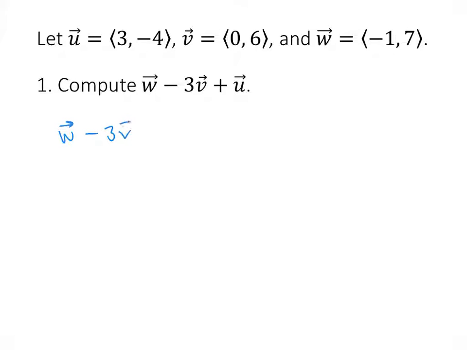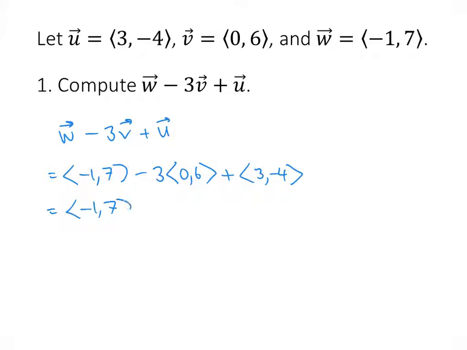So if we want to know what w minus 3v plus u is, well, w is -1, 7, v is 0, 6, and then u is 3, -4. And we use the normal order of operations we would do if these were numbers. So we do the multiplication first. So we'll multiply by the 3, and we multiply component-wise. That means that we take the 3 times the 0 and the 3 times the 6 to get our new vector. That gives us 0 and 18.